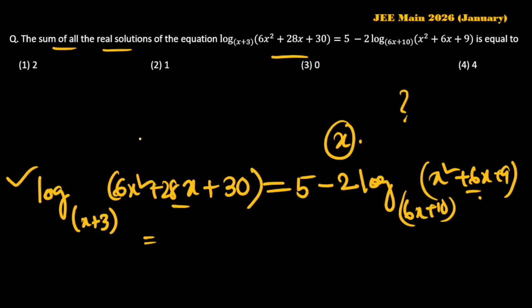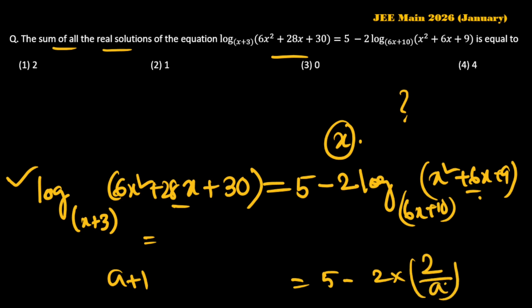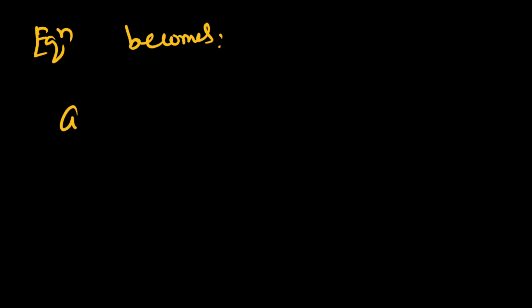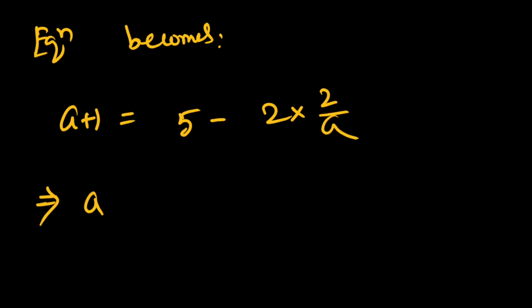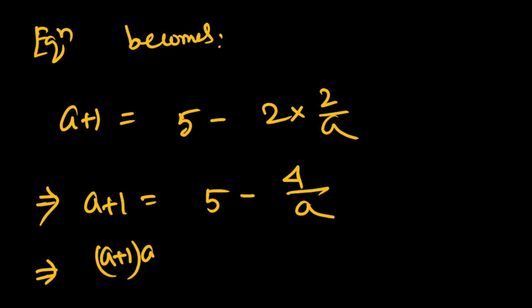Now our actual equation becomes: the left hand side is a + 1 and the right hand side is 5 minus 2 times 2 by a. So a + 1 = 5 − 2 × (2/a). This implies a + 1 = 5 − 4/a. This implies (a + 1) multiplied by a = 5a − 4.